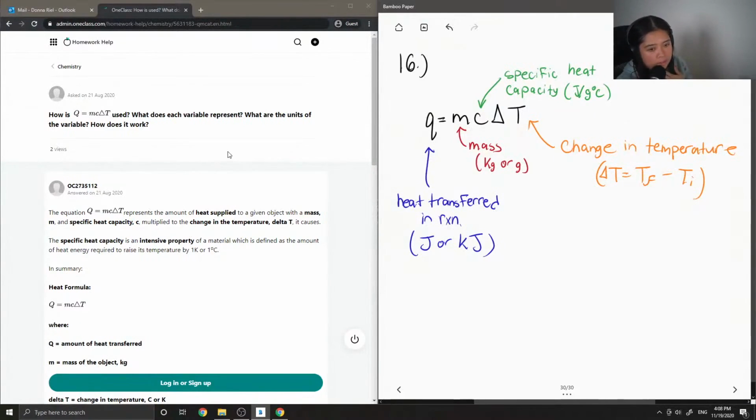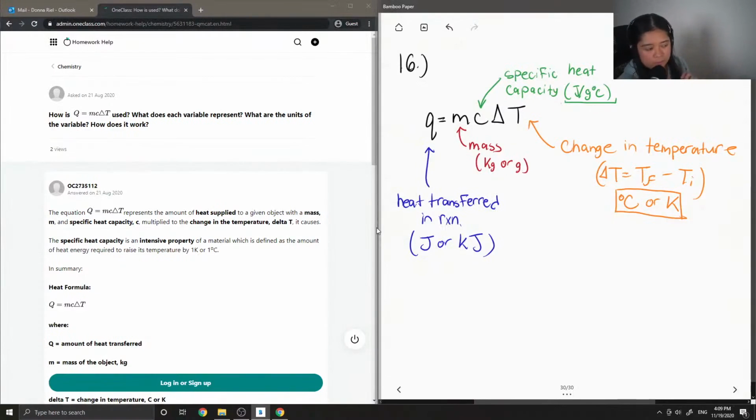And this is in degrees Celsius, or it might be given in Kelvin. So it all depends on the units for the specific heat capacity. So if they give you the units in joules over grams times degrees Celsius, then we would need to convert kelvins to degrees Celsius, convert kilograms to grams, and convert kilojoules to joules, just so that everything is in the same units.